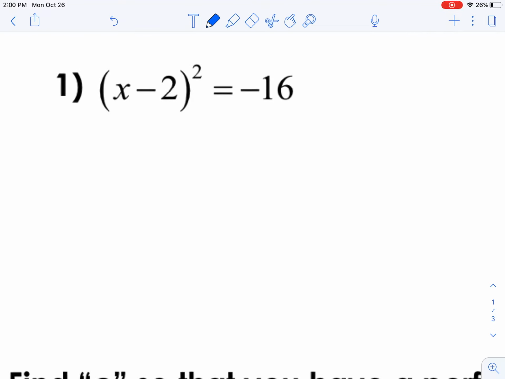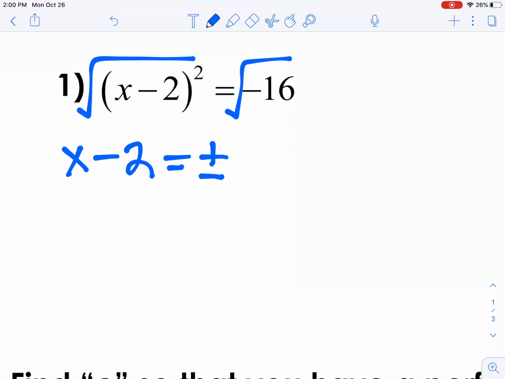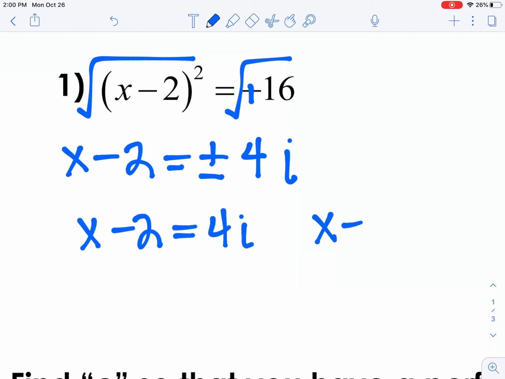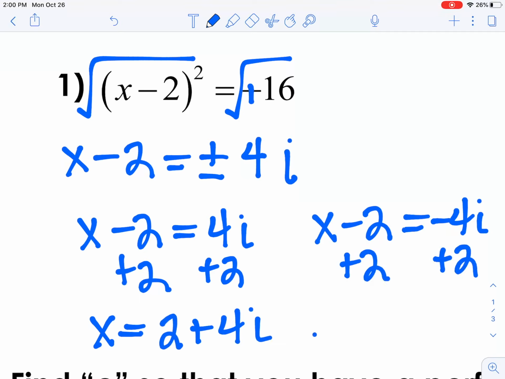So here in example 1, review problem 1, we are ready to square root both sides, which leaves us with x minus 2 equals plus or minus. Because this is negative, we're going to make it positive and add an i. The square root of 16 is 4, so we have plus or minus 4i. Then we can write our two equations. x minus 2 is 4i, x minus 2 is negative 4i. When we add the 2, we get x equals 2 plus 4i, and x equals 2 minus 4i.